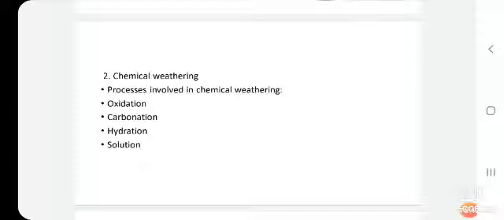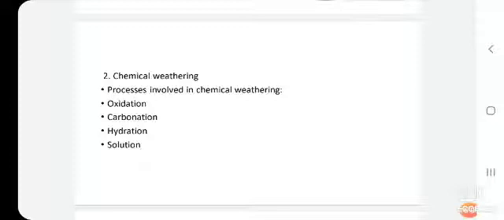And children, there are some agents of chemical weathering. The agents of chemical weathering are water, carbon, and various organic acids. There are four main processes involved in chemical weathering: oxidation, carbonation, hydration, and solution. Children, you need to learn about these terms.